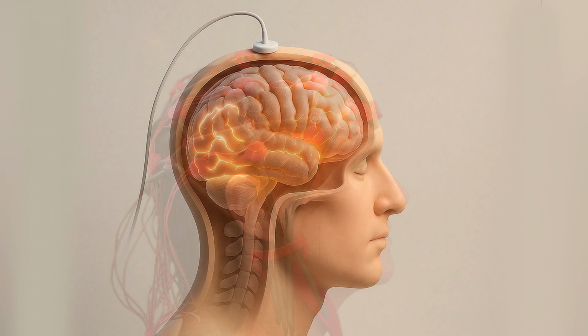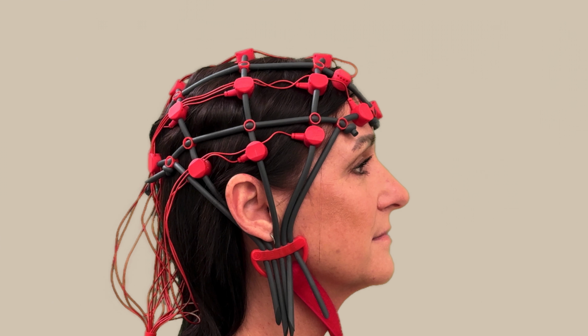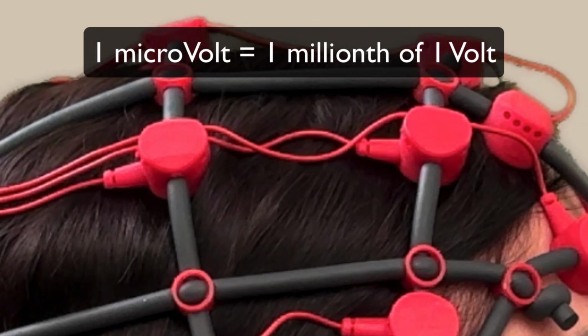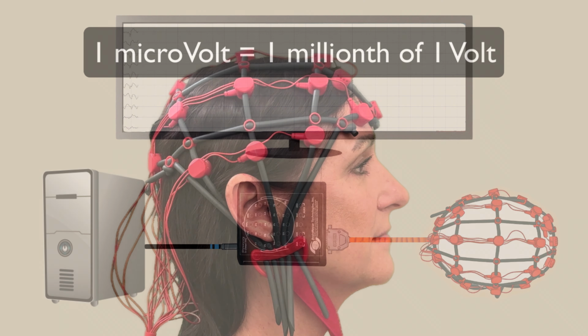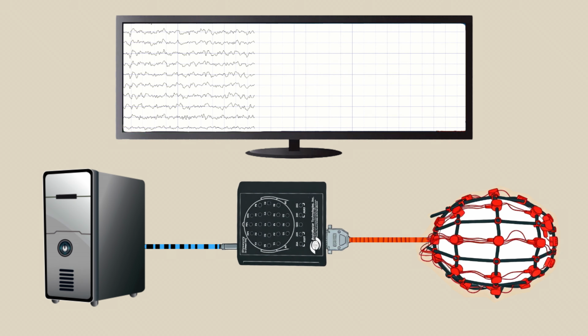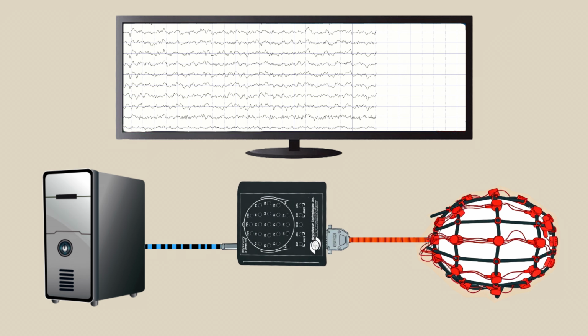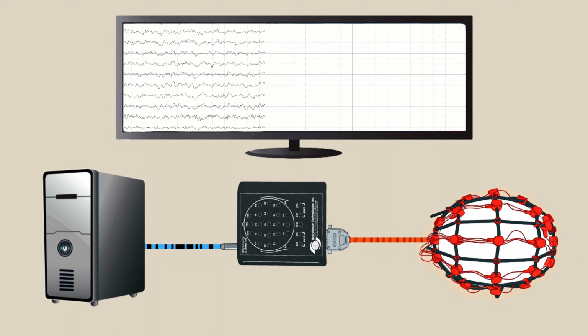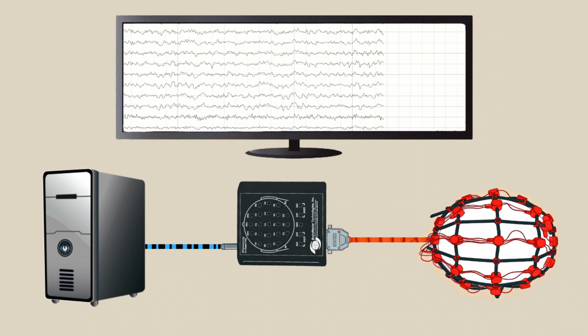For that, we fit a net of buttons on our client's head, each housing a conductive electrode capable of picking up the brain's activity in microvolt. As the name indicates, an electronic amplifier then boosts and digitizes the faint signal so that the special software in a computer can display the readings on the monitor.